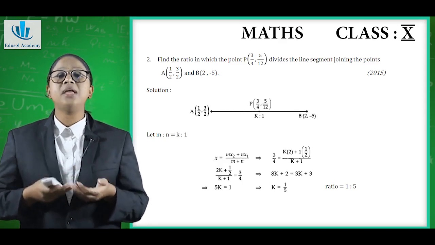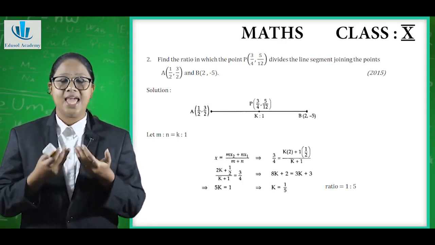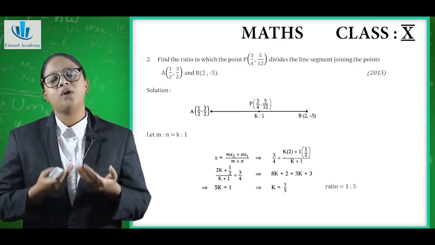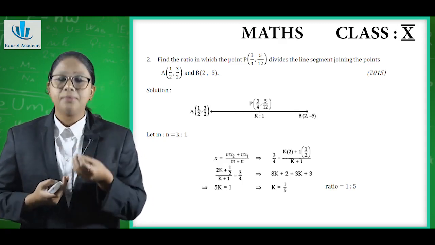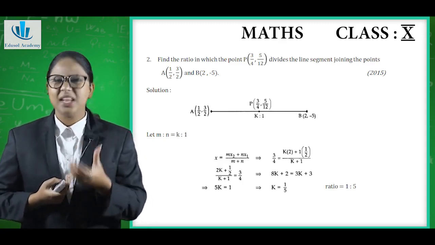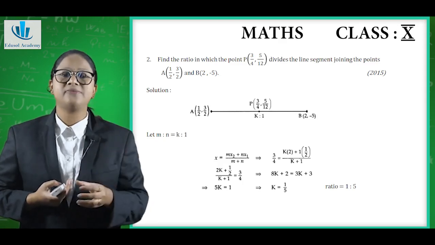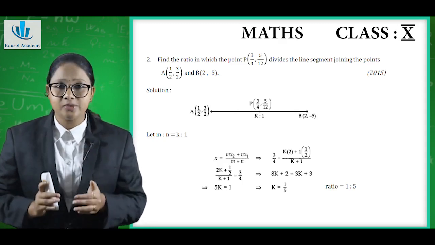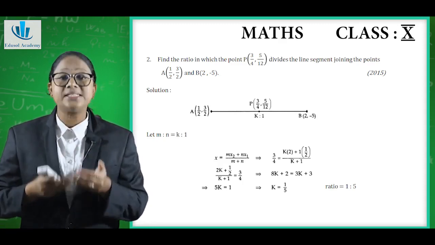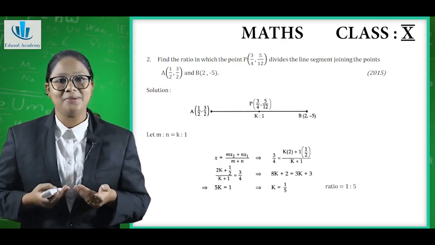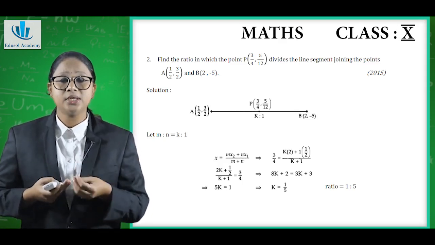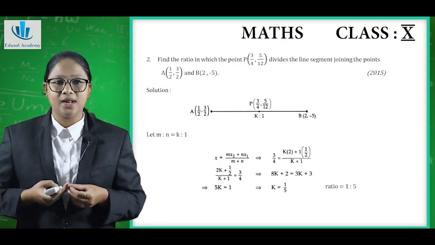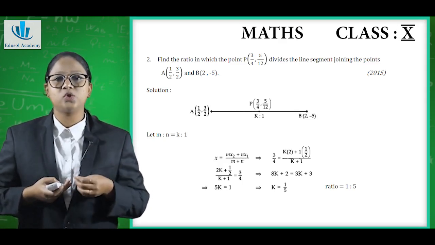When the question is to find the ratio, we don't take the ratio as m is to n. Instead, we will take the ratio as k is to 1, where k is any variable. Why? We can take m is to n, but it will become very complex and will take a lot of steps, and it's too time consuming. To avoid that, to make it simpler, we take the unknown ratio as k is to 1. I hope my point is clear. So whenever the question is to find the ratio, assume the ratio as k is to 1, not m is to n. So let the ratio be k is to 1.